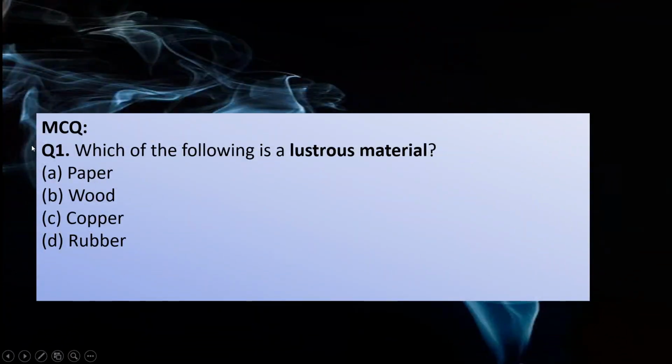Multiple choice questions. Let's play this game. Question number 1. Which of the following is a lustrous material? A. Paper. B. Wood. C. Copper. D. Rubber. Can you guess which is the lustrous material out of 4? Answer is C. Copper.